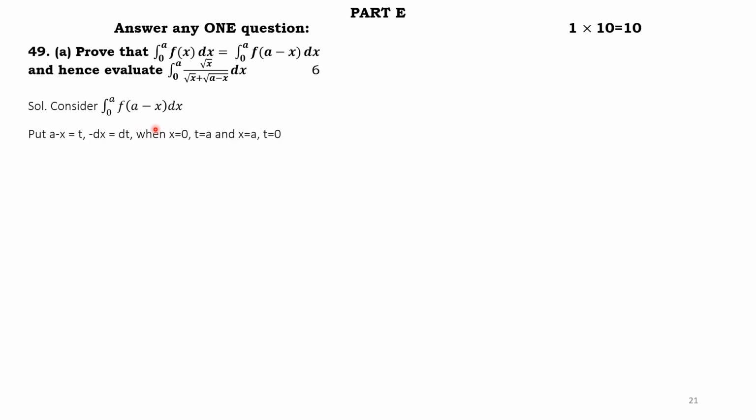Put a minus x is equal to t, and therefore minus dx is equal to dt. That is, differentiating, we get minus dx is equal to dt. When x is equal to 0, t is equal to a. And when x is equal to a, t is equal to 0. These are the limits we have found.